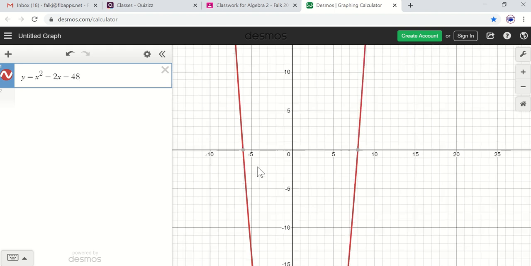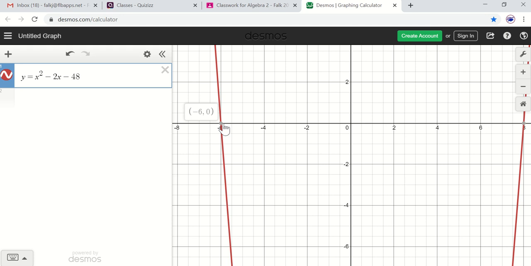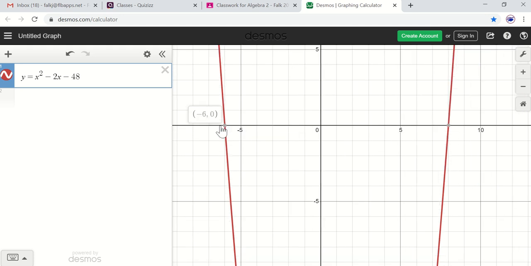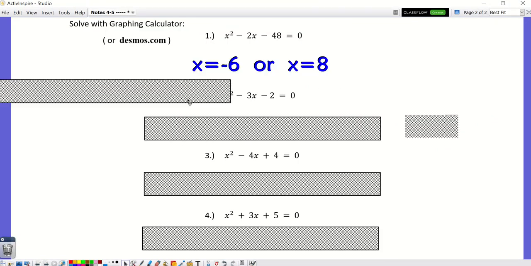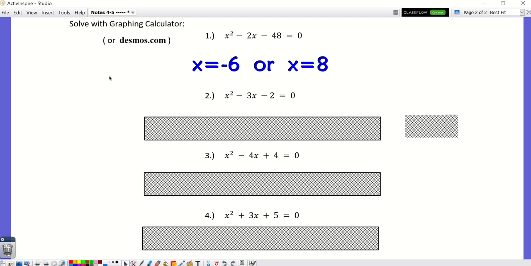Desmos is really neat because all you need to do is hover your mouse arrow, which now ends up as a little hand here. So it looks like one of the x-intercepts is -6 and the other x-intercept is 8, exactly -6 and exactly 8. And so there you go. You can write x equals -6 or x equals 8.